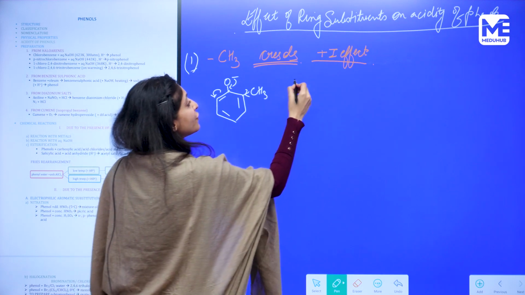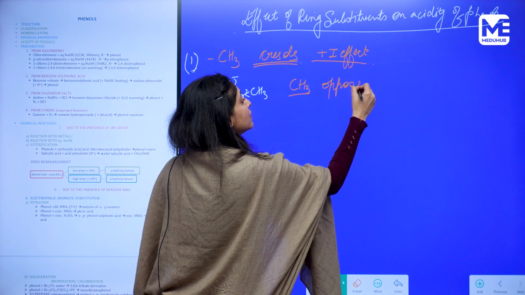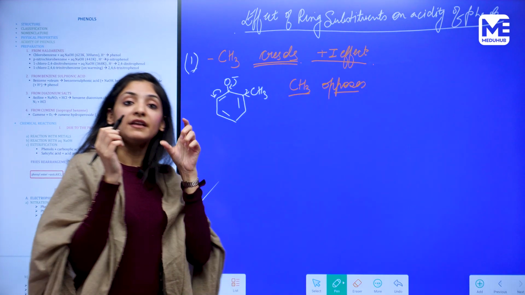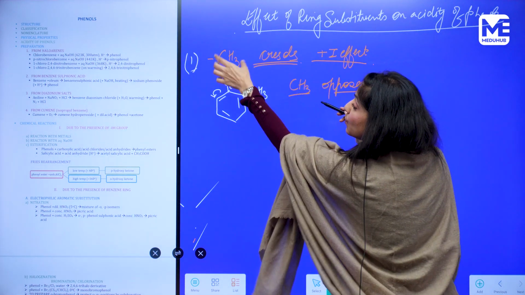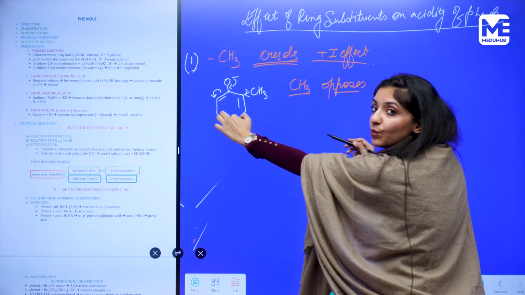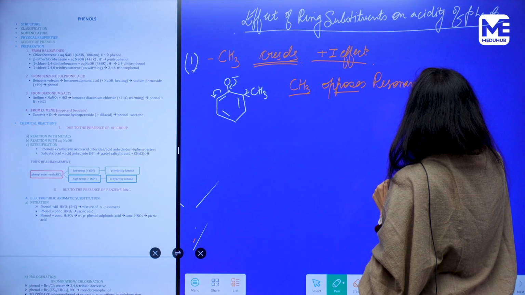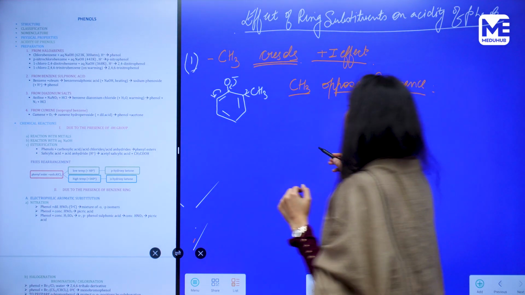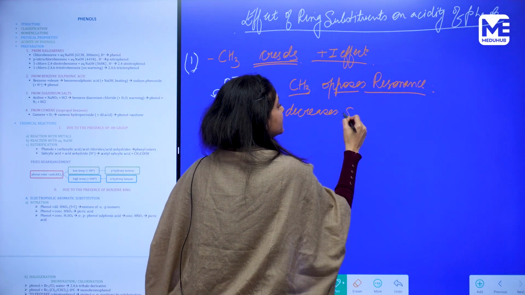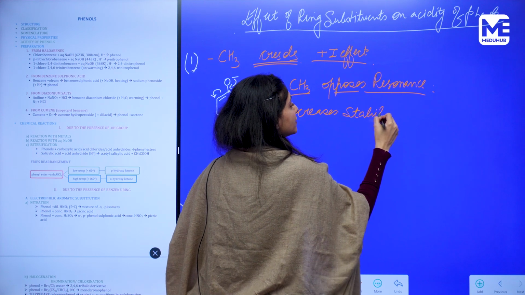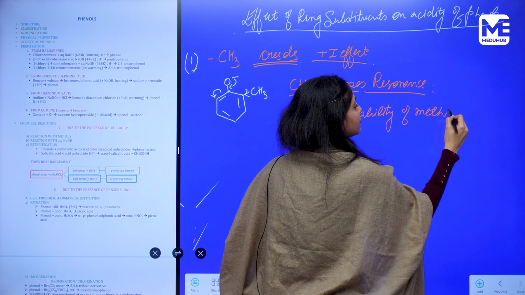So the presence of a CH3 group opposes the resonance of the minus charge here, the phenoxide ion with the ring. Since it opposes resonance, it decreases the stability of methyl phenoxide.